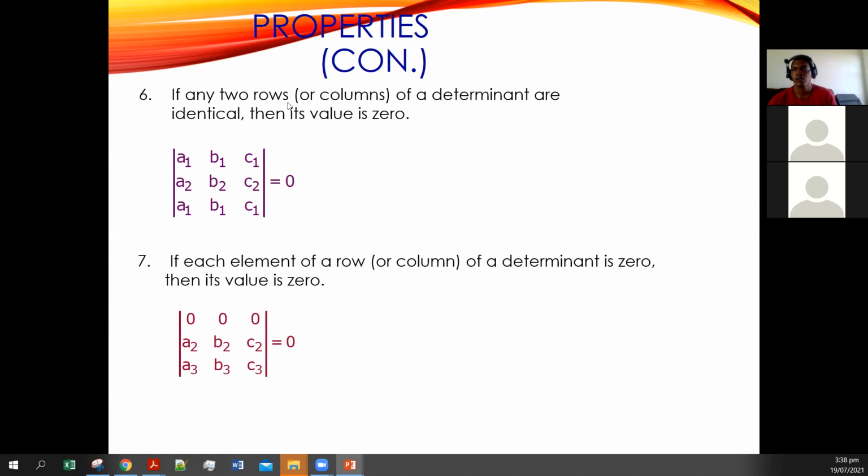If any two rows or columns of the determinant are identical, then its value is 0. If the value is 0, then we know this is a singular matrix, which is what we defined in the beginning. If each element of a row or column of a determinant is 0, then the value is 0. If anything in the rows are zeros, then we will always end up with zeros, because we are basically multiplying, right? This will be this multiplied by whatever.